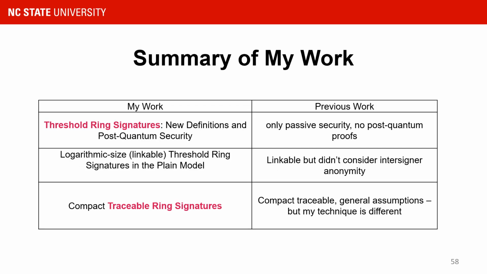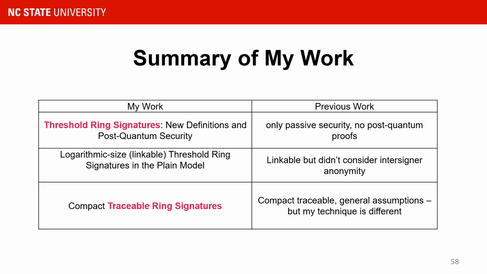I'm just going to summarize my work, which is I did threshold ring signatures, new definitions in post-quantum security, whereas previous work only had passive security and didn't have post-quantum proofs. I did logarithmic size linkable threshold ring signatures in the plain model, which previous works were linkable but didn't consider intersigner anonymity nor scoping. And then finally, I have compact traceable ring signatures. I actually showed a compact traceable ring signature scheme under general assumptions. My technique is different than ones previously seen in the literature, and I think is kind of interesting in its own right.